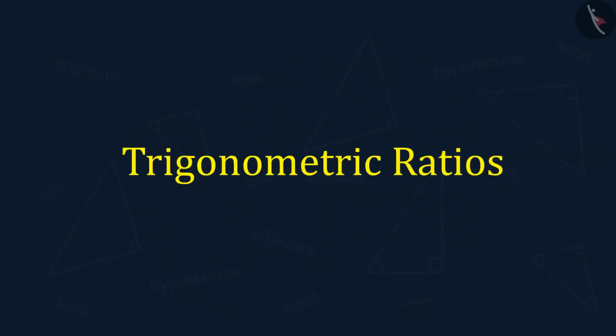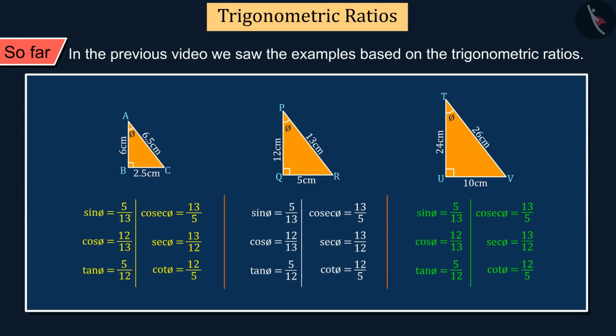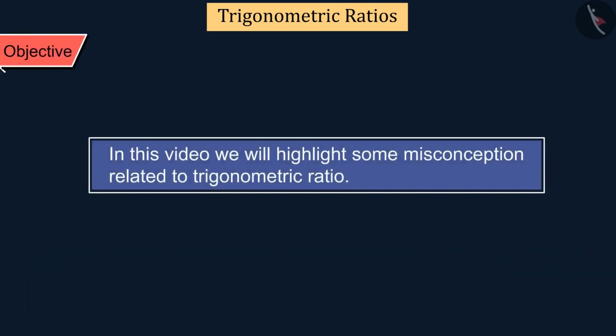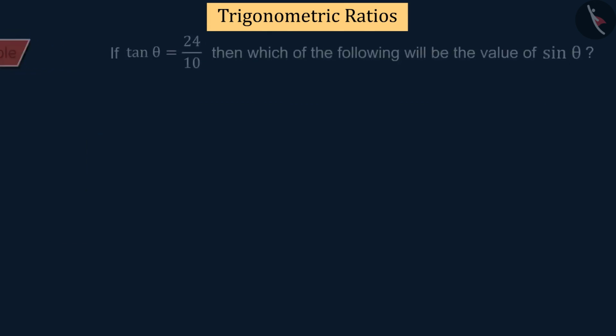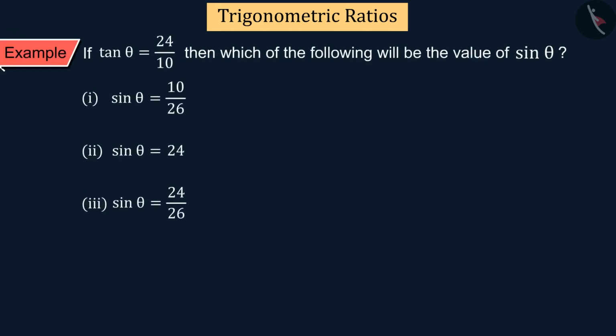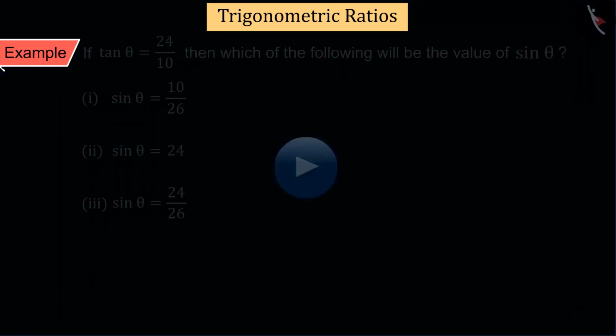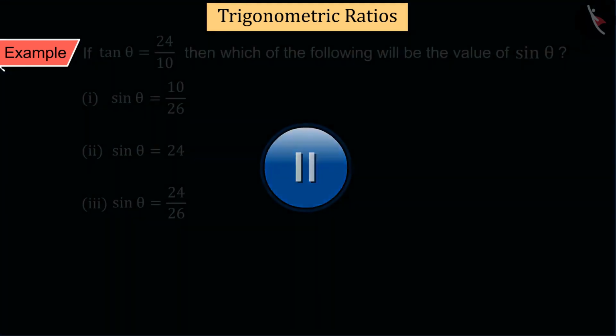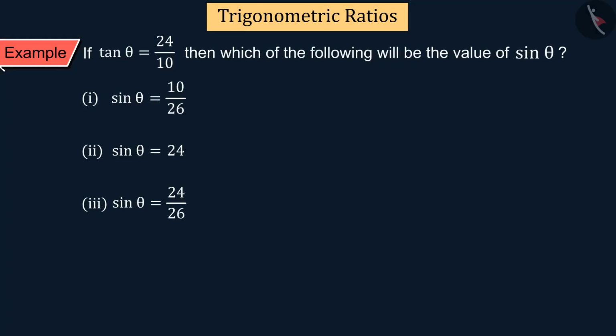Welcome to this video. In the previous video, we saw the examples based on the trigonometric ratios. In this video, we will highlight some misconceptions related to these. If tan theta is equal to 24/10, then which of the following will be the value of sin theta? Pause the video and try yourself and then match your answer.